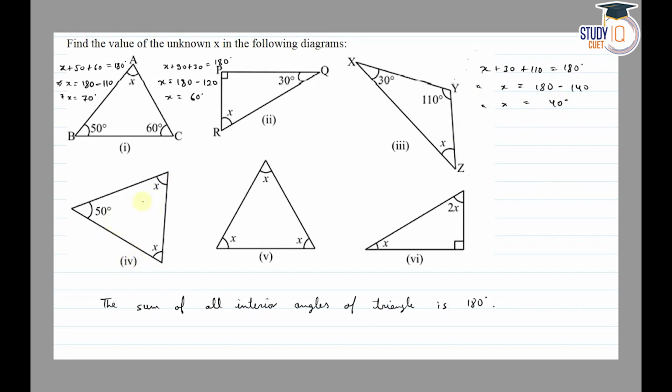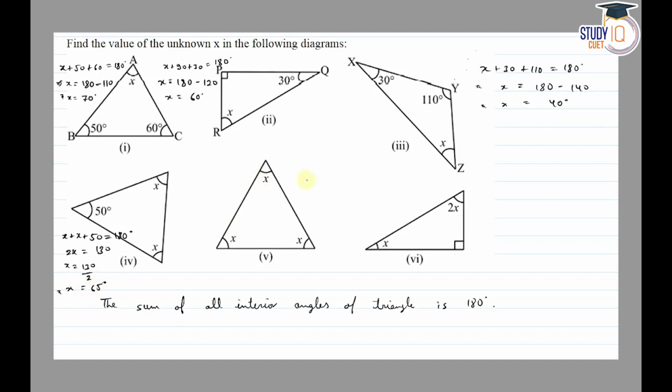In fourth, sum of all interior angles means x plus 50 is equal to 180 degree. So 2x is equal to 180 minus 50 ho jayega hamare paas 130. So x is equal to 130 by 2. So x is equal to ye ho jayega hamare paas 65 degree.